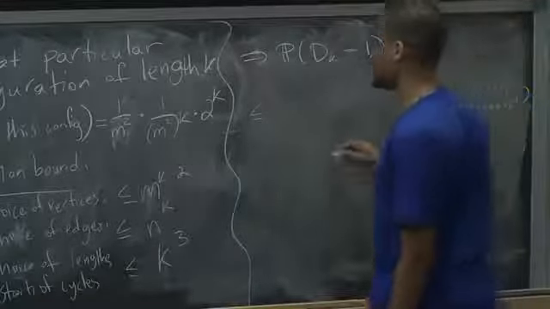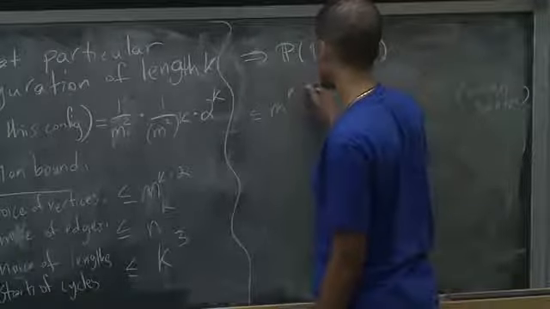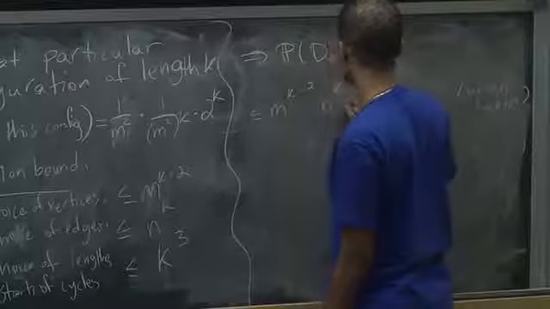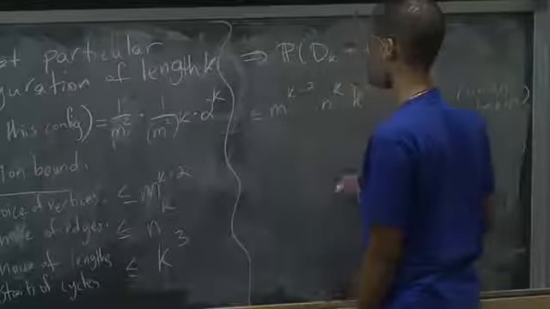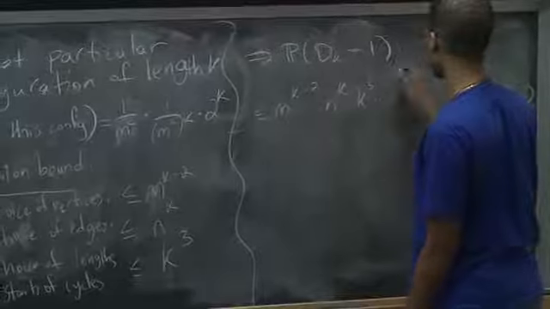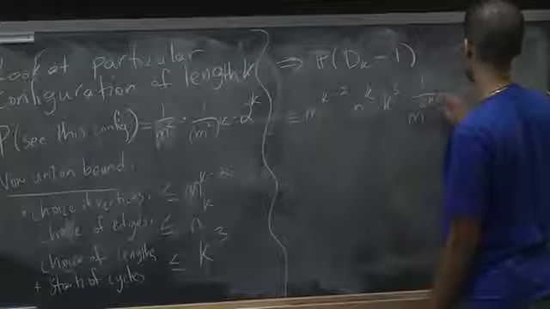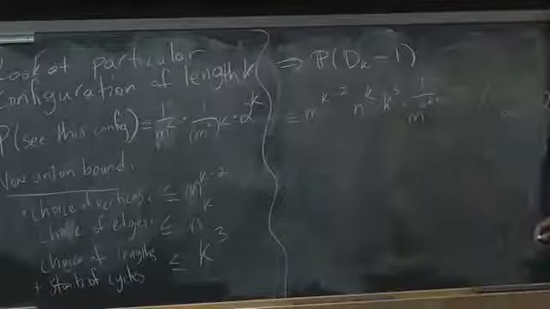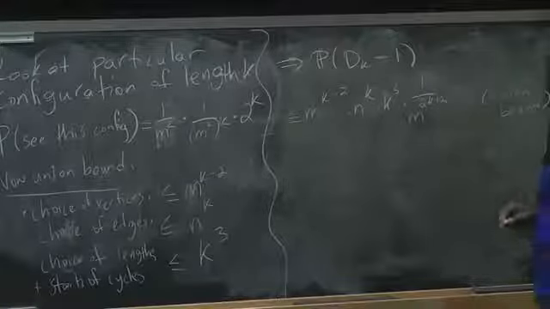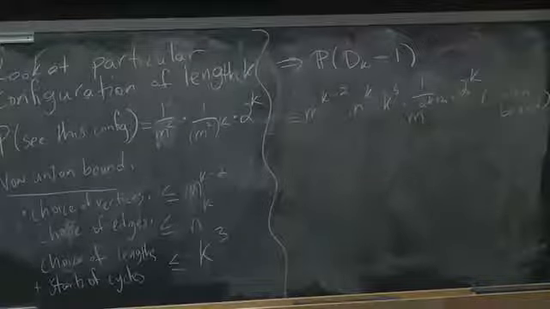So this is at most m to the k minus 2 times n to the k times k cubed times, and then that thing, 1 over m to the 2k plus 2. Oh, no, I think I'm not being too good. Okay, good. Times 2 to the k. Okay?